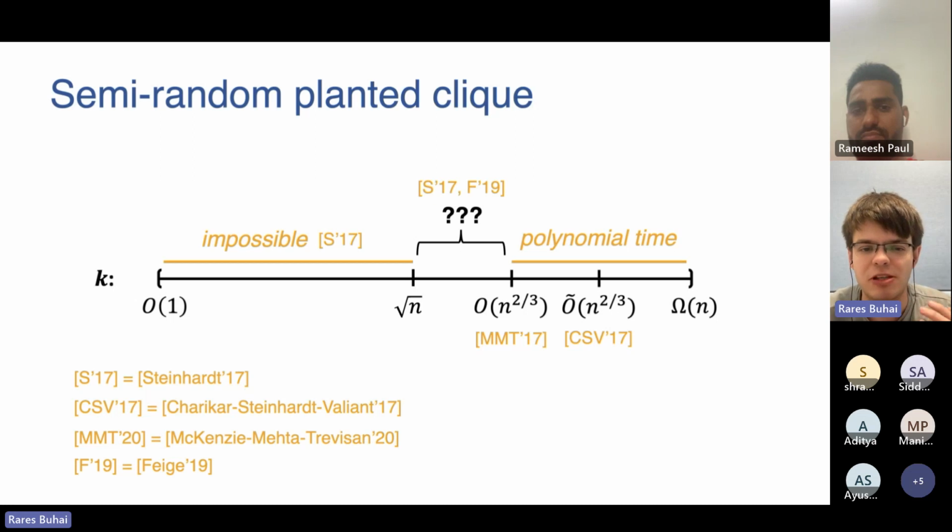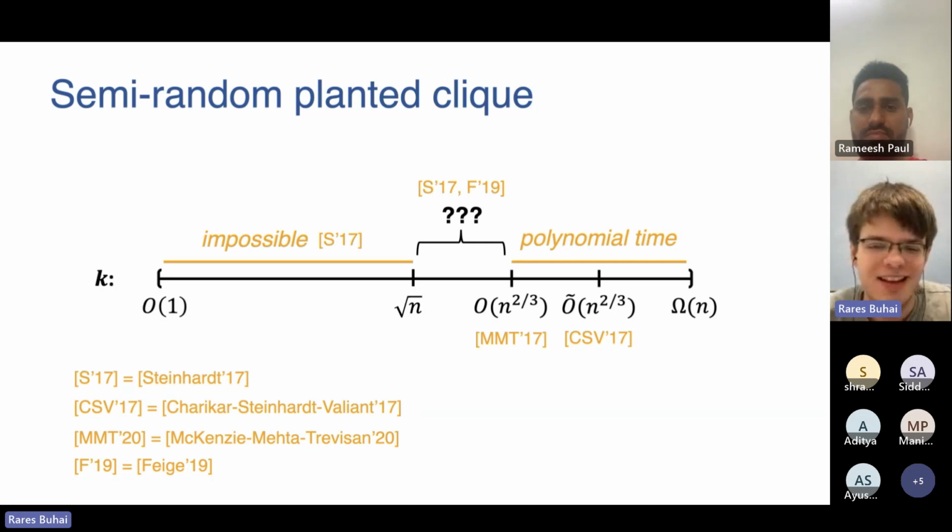And the big open question was what happens between root n and n to the 2/3. This was posed as an open question by Steinhardt and Feige, and they also conjectured that you should probably be able to do it at root n, or at least root n log n, because that's what you can do in the standard planted-clique setting.